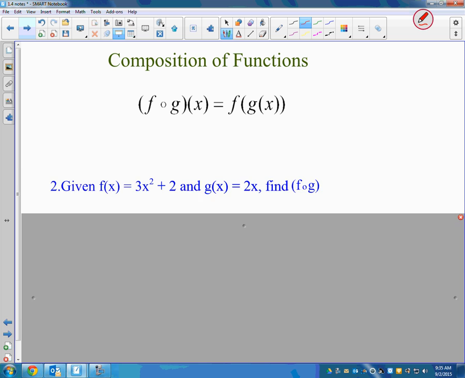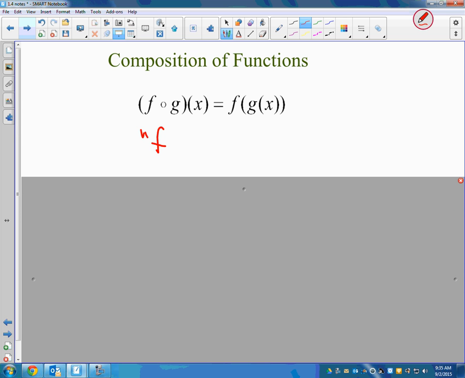F of g of x. Don't say f times g. Don't say fall. I always think of it as you take the inside function and you put it into the outside function. You've been doing problems like this since middle school: find f of 2, where you take 2 and plug it into the function. Composition, you just take a function and put it into a function. It's really important when you're proving that functions are inverses, because you have to do composition of functions.